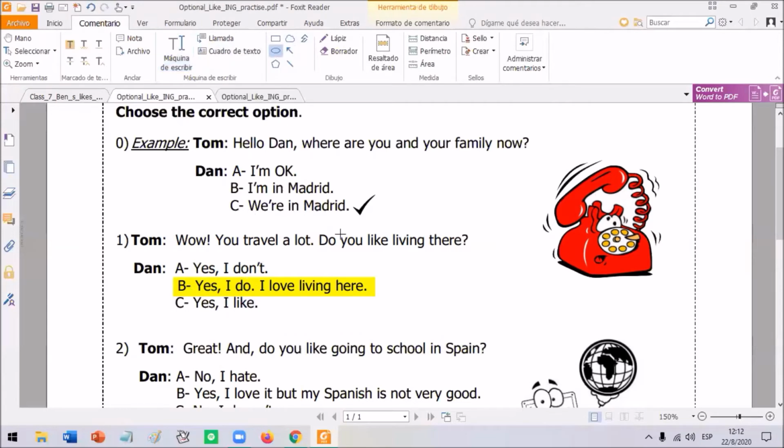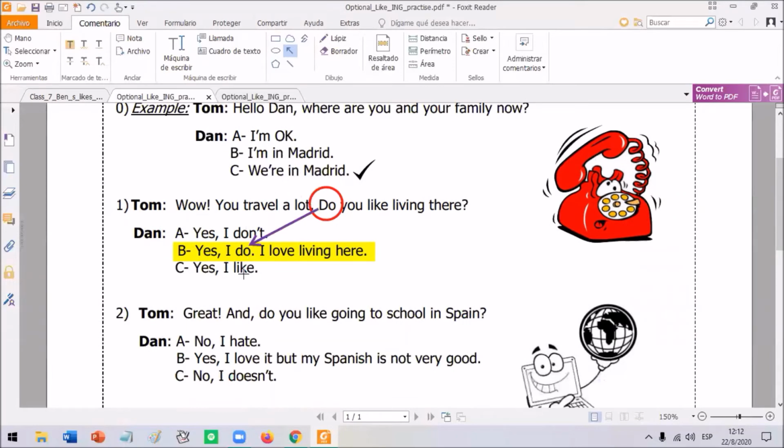Dijimos muchas veces que cuando respondemos con yes or no, tenemos que prestar atención a la primera palabra que apareció en la pregunta, porque muchas veces también vuelve a aparecer en la respuesta, ¿ok? Y agrega, yes, I do. I love living here in Madrid, right?